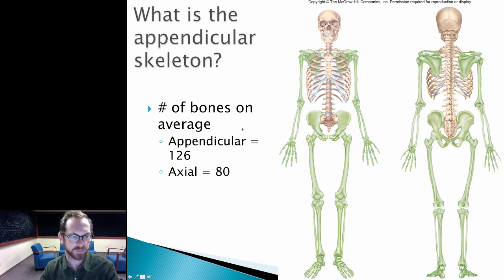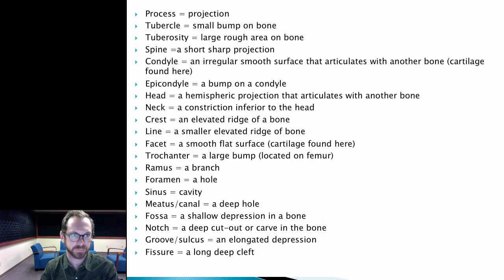In general, we have about 126 bones in the appendicular skeleton when we're adults, and we have about 80 in our axial skeleton when we're adults. And on average, adults have a total of 206 bones in both of these skeletal systems. We're going to be going over each of these bones today for the appendicular skeleton, and we're also going to highlight a lot of features.